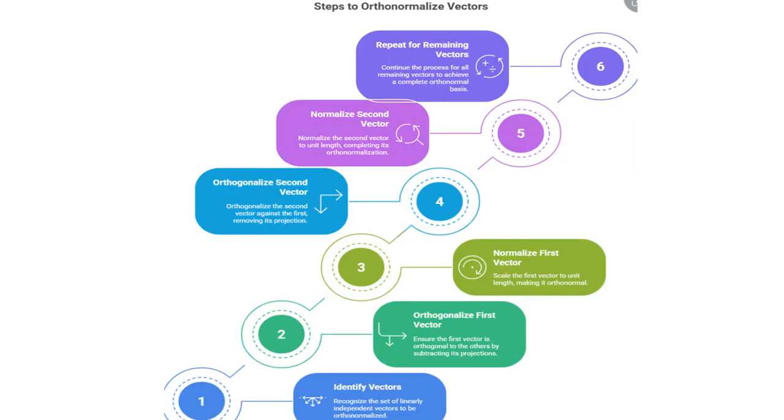This is the procedure, or the steps, in order to orthonormalize the vectors. The first step is to identify the vectors, that is, recognize the set of linearly independent vectors to be orthonormalized. The second step is to orthogonalize the first vector, that is, ensure the first vector is orthogonal to the others by subtracting its projections. Next is normalizing the first vector, that is, scaling it to unit length to make it orthonormal. These two steps are then repeated for the remaining vectors: orthogonalize the second vector, then normalize the second vector, and so on for all the remaining vectors.